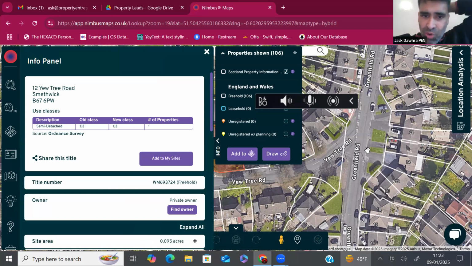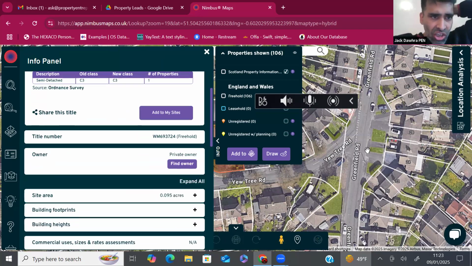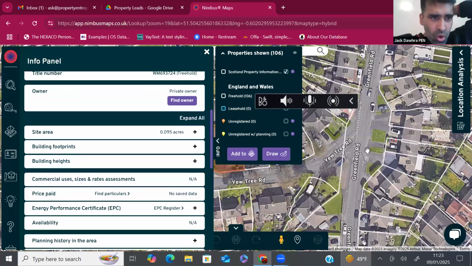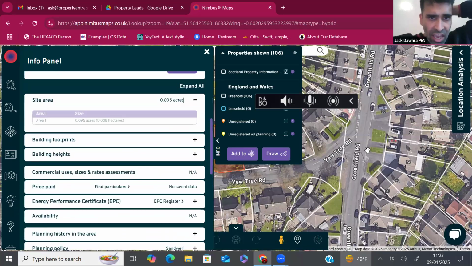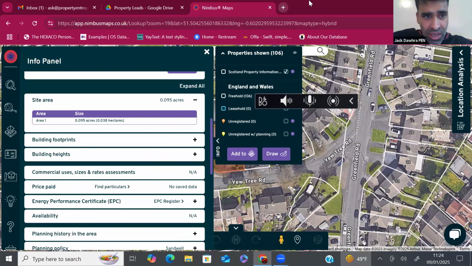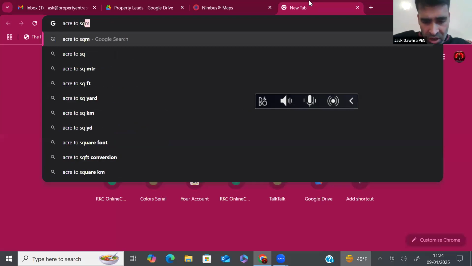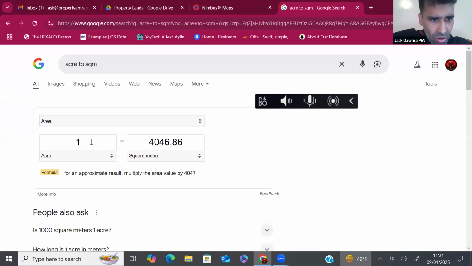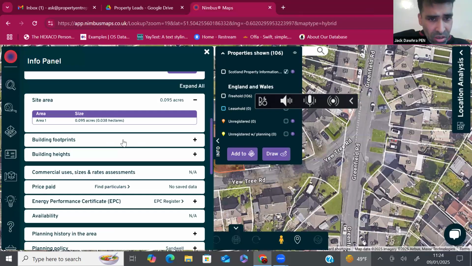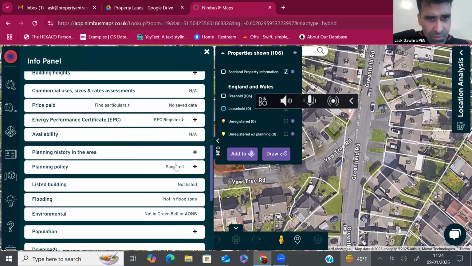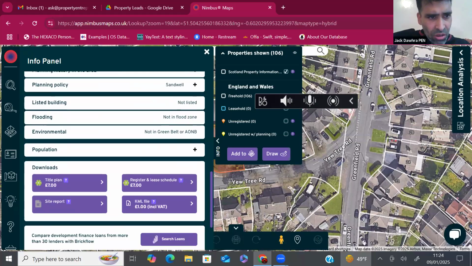So this is a semi-detached property, guys. C3 used residential. It's a private property owned. Site area 0.095. Let me just do a quick calculation. 0.095 acre to square meter. 0.095 is 384 square meter, which is a very decent sized plot. Guys, I'm doing this as we speak. You can see the screen, right? It's under Sandwell Council.